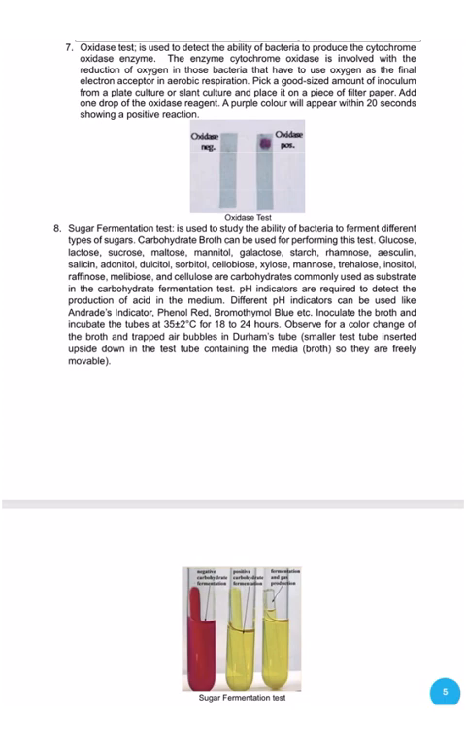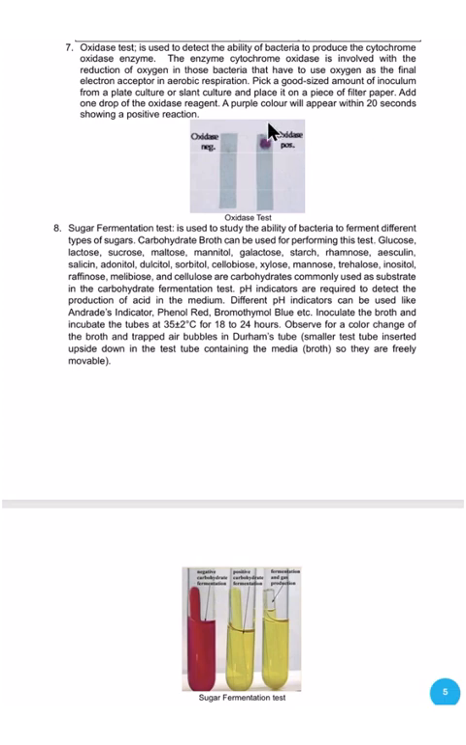So usually we do this test in the lab using a filter paper, and then we add a small inoculum of the bacterial culture onto the paper, as you can see here. And then we add to this bacterial culture one drop of the oxidase reagent. This is a specific reagent that detects if the bacteria has the oxidase enzyme or not.